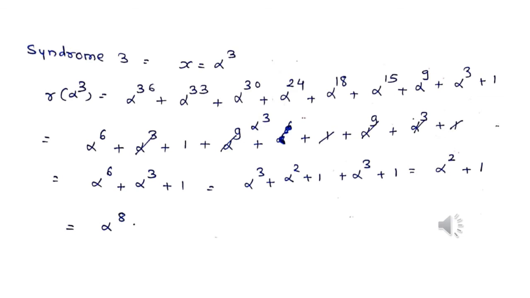Now for the third syndrome, we put x is equal to alpha cube. So r of alpha cube will be alpha 36 plus alpha 33 up to alpha cube plus 1. Now again alpha 36 will be alpha 30 into alpha raised to 6. As alpha 15 is 1, alpha 30 will be again 1. So alpha 36 is alpha raised to 6. Alpha raised to 33 is alpha cube. So you calculate all these values, and the third syndrome which we get from these calculations is alpha raised to 8.